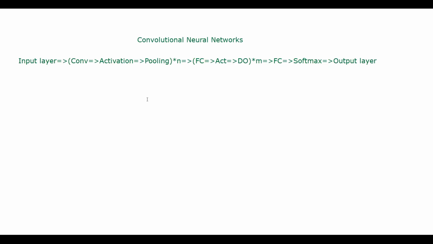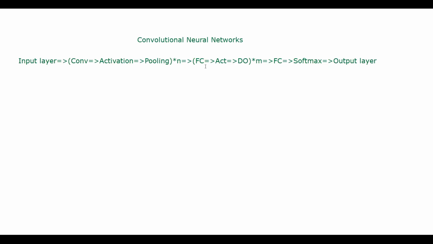Is FC only the first hidden layer, or any hidden layer? FC means fully connected layer. It can be the first, second, third, any hidden layer. And then finally, once again, we have a fully connected layer at the end, which we pass through an activation function, softmax, which gives us the final output layer.